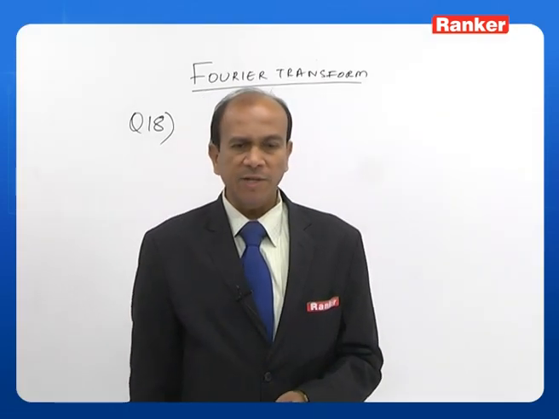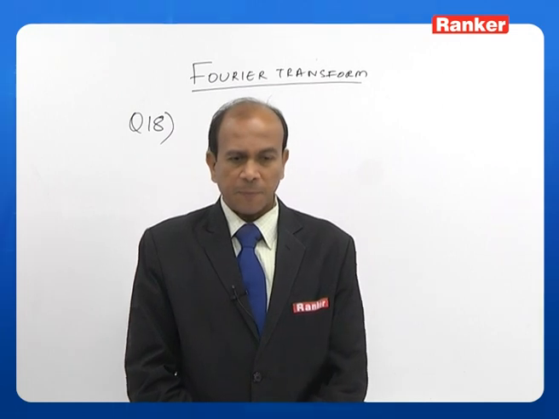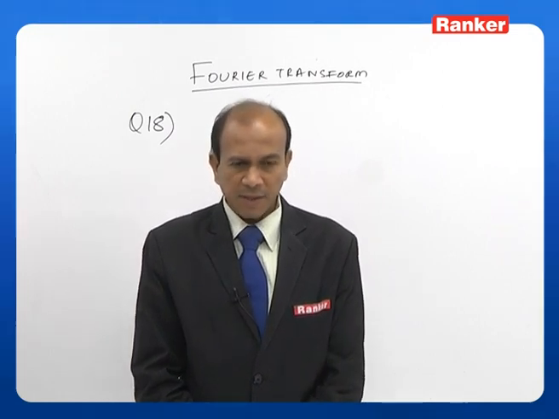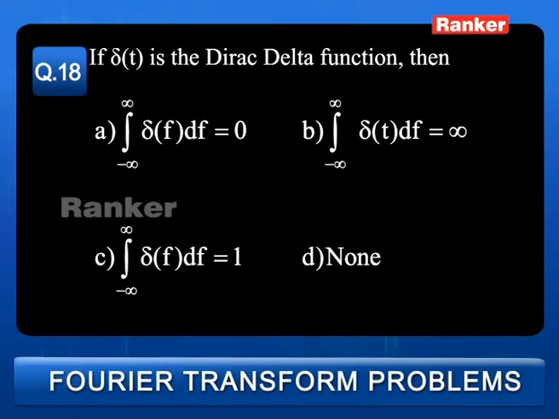Let us see question number 18. If delta of t is the Dirac delta function, then A. Integral minus infinity plus infinity delta of f df is 0. B. Integral minus infinity plus infinity delta of t df is infinity. C. Integral minus infinity plus infinity delta of f df is equal to 1, or D. None of the above. The answer is C, which says that integral minus infinity plus infinity delta of f df is equal to 1. So, the answer is C.